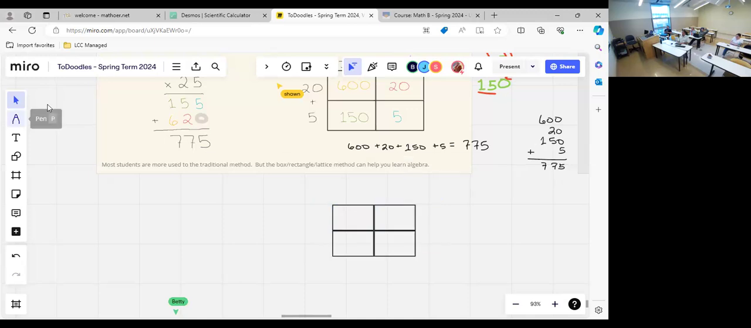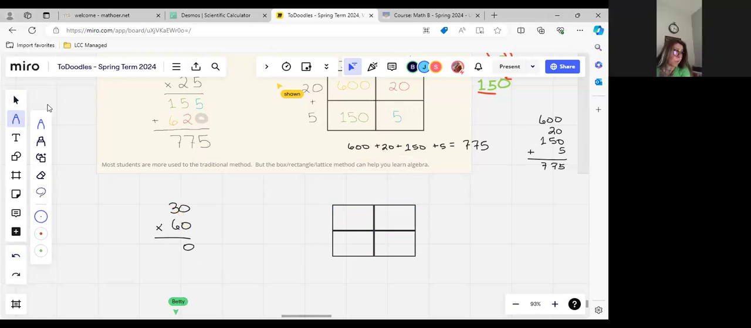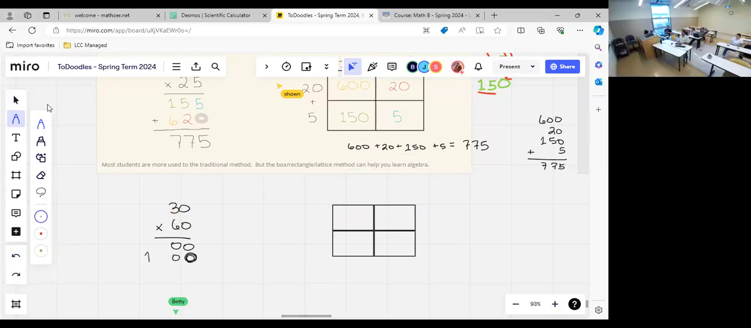Then I move down. I fill in a 0 just as a placeholder, right? And then I do 6 times 0. That's still a 0. And then finally, I have 3 times 6 is 18. I have something that's not all zeros, right? And then when I add them all up, I get 1,800. Everyone with me for that one?